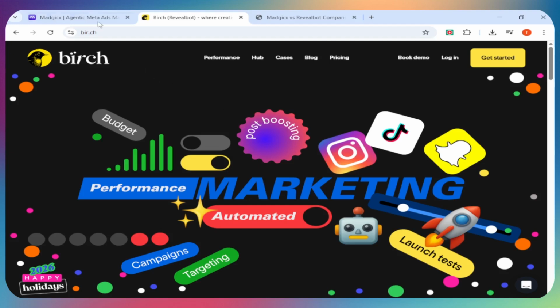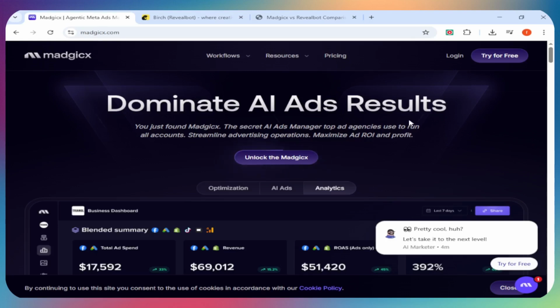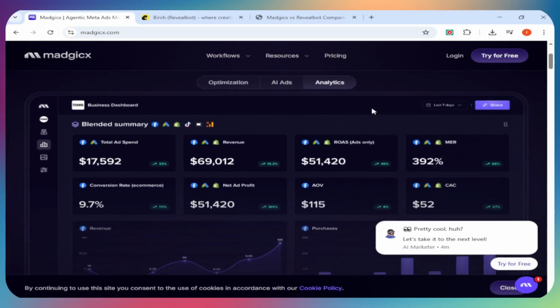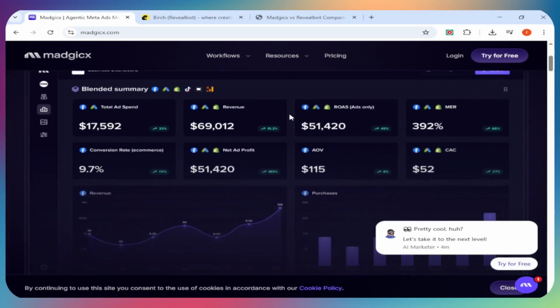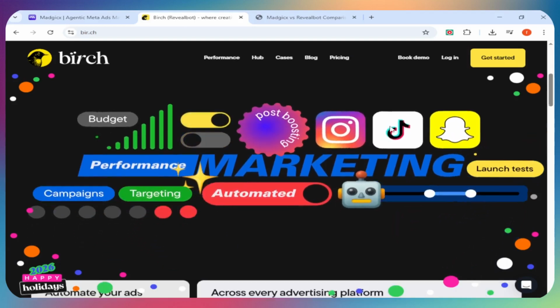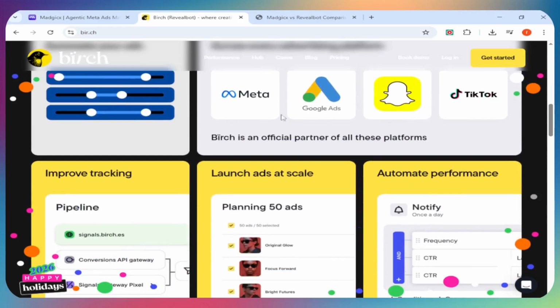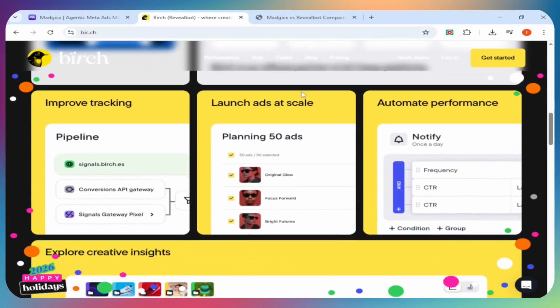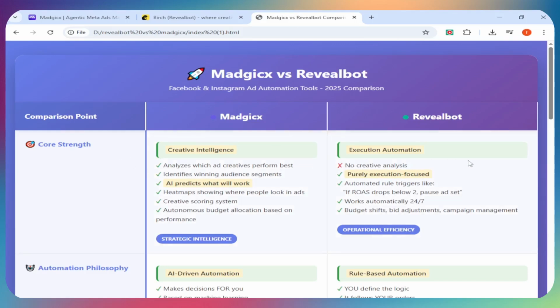Quick context. Madgicx is an AI-powered creative and audience optimization platform. Think creative insights, audience targeting, and predictive analytics. Revealbot is a rule-based automation engine. You set triggers, it executes actions like budget shifts, bid adjustments, and campaign management. Madgicx focuses on what to advertise and to whom. Revealbot focuses on how to manage campaigns efficiently. Let's break down where each excels.